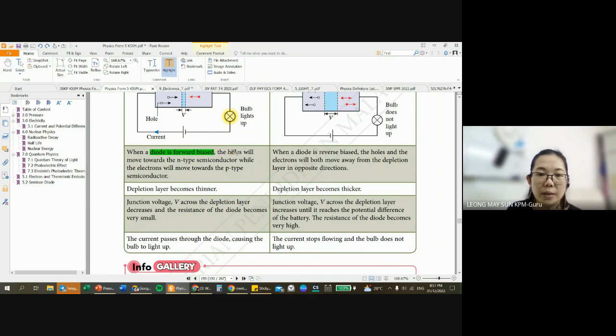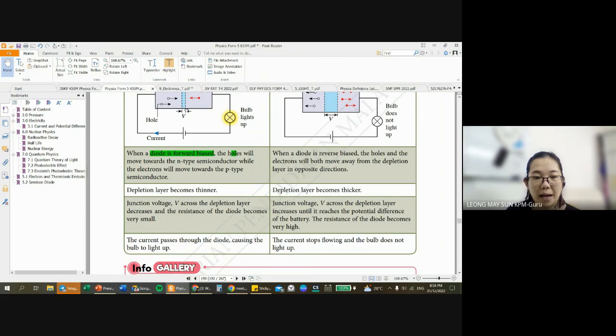Holes move towards the N-type, while electrons move towards the P-type. The depletion layer will become thinner because the electrons keep on moving. Electrons will keep moving from the N-type to the P-type, and the holes move from the P to the N. So when the junction becomes less, the resistance becomes very small, and the current will actually pass through. All right, this is forward bias.